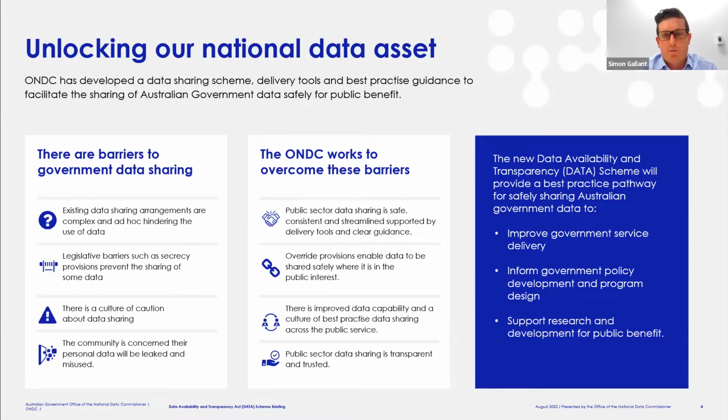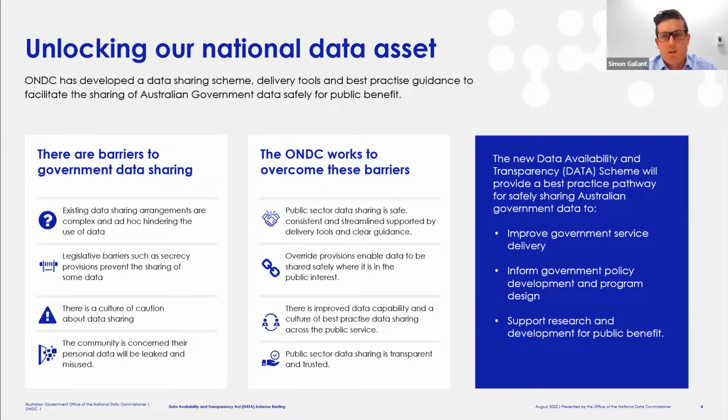One of the critical parts of the data scheme that ONDC is the regulator of is an override provision in the Data Availability and Transparency Act, which allows Australian government agencies to share data that they have the right to deal with, where that would be counter to some other piece of legislation. So if there's a secrecy provision in an existing piece of legislation, the Data Availability and Transparency Act can override that secrecy provision where the right safeguards are in place and where it's in the public interest.